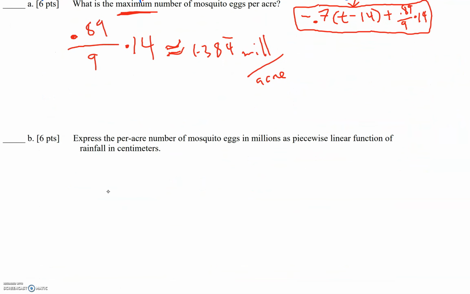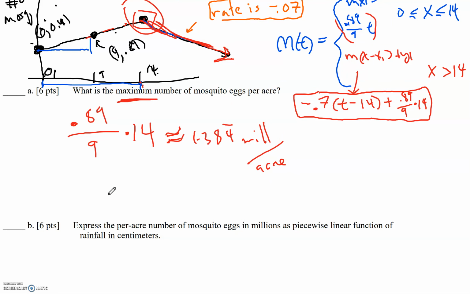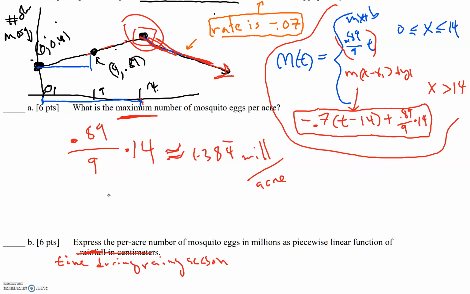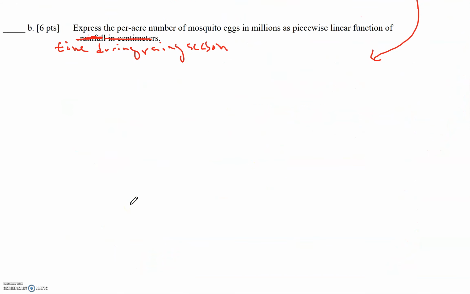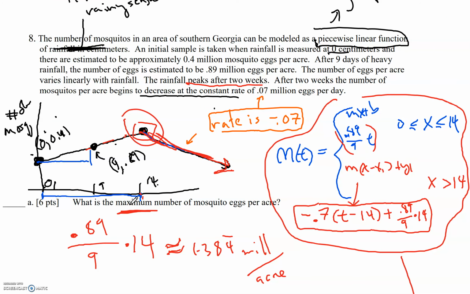And part B, express the per acre number of mosquito eggs in millions as a piecewise linear function of rainfall in centimeters. Well, guess what? We just did that. Although we did change it to not be rainfall, we changed it to be a linear function of time during the rainy season. But we did do that. That's what this model is right here. So we actually did the major part of the problem already. We did it in sort of an unusual order, but nevertheless, we did do it. Okay, so there is problem number 8, kind of, after we altered it a little bit.